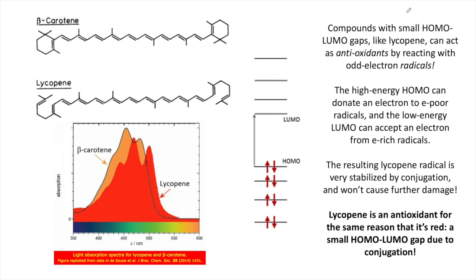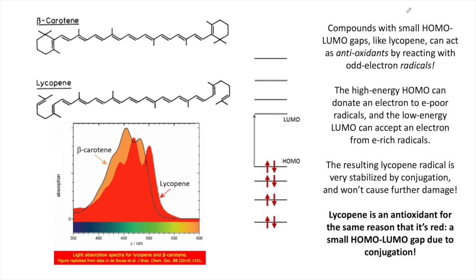So compounds like lycopene have a relatively high energy HOMO, highest occupied molecular orbital, and a low energy LUMO. And so it can react with radicals depending on whether the radical is electron poor or electron rich. So lycopene can give up an electron to an electron poor radical, or it can take an electron from an electron rich radical. Either way, lycopene is pretty happy to carry that odd electron because it's so conjugated it can just kind of push the odd electron up and down the chain. And so that lycopene radical being stabilized isn't going to cause further damage, isn't going to catalyze like cell membrane breakdown or anything like that.